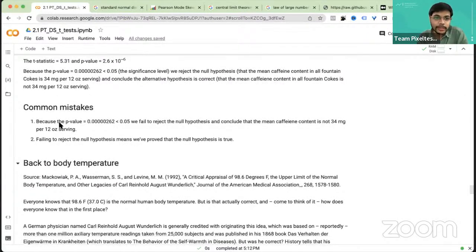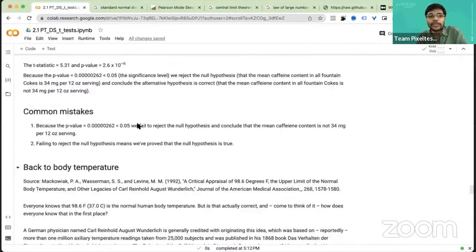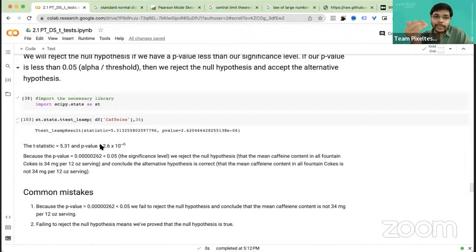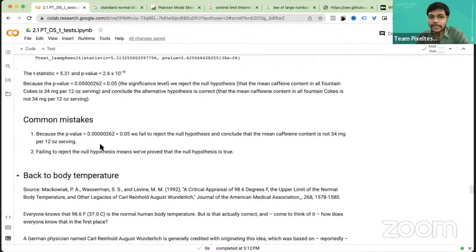Now common mistakes. Because the p-value is less than 0.05, we fail to reject the null hypothesis and conclude the mean caffeine content is not 34. Failing to reject the null hypothesis means we have proved that the null hypothesis is true, right? Sometimes we think that we have rejected the null hypothesis or the alternative hypothesis, and you can get confused. Whenever the p-value is less than the significance level, your null hypothesis gets rejected.